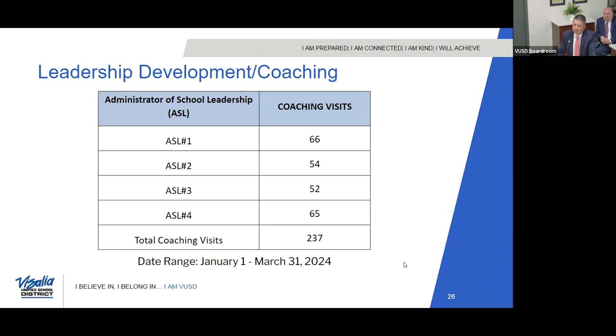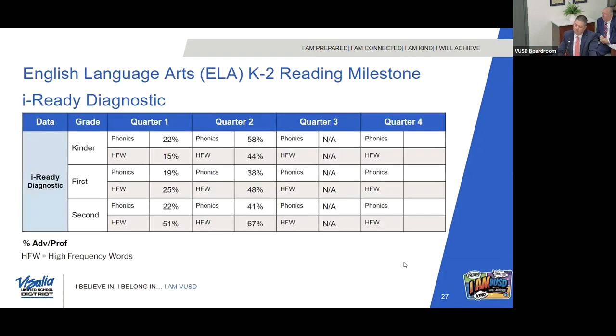It starts with our ASLs, which are administrators of school leadership. Every single week, every single day, they're at school sites. This right here is just showing how many coaching visits they've done over the last couple months. And mind you, these are 2-hour visits each one. So this is quite an investment, 237.